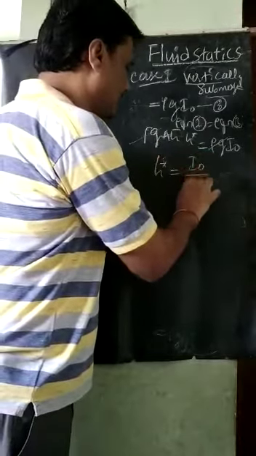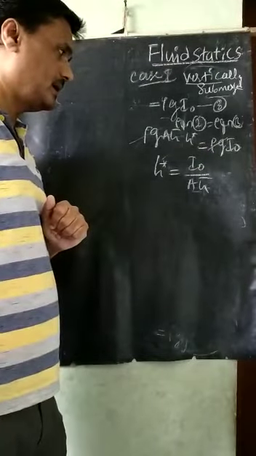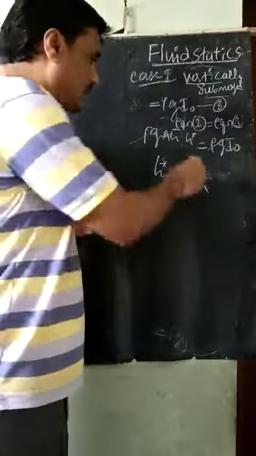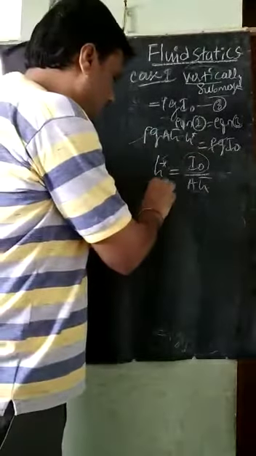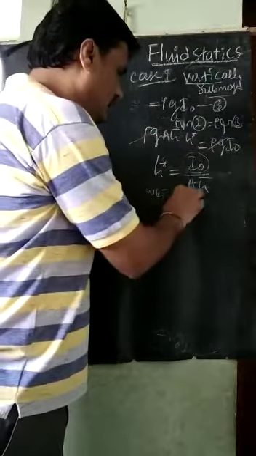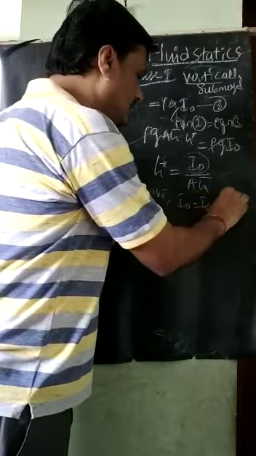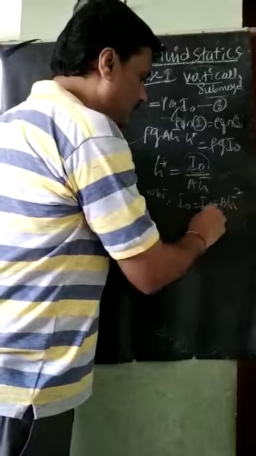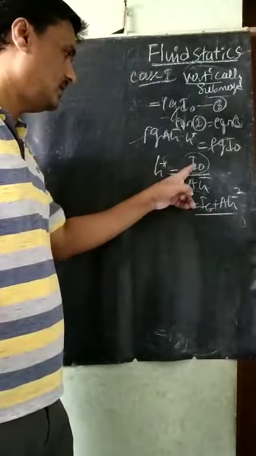H bar here. So this is the equation we are getting. But we know that this I naught is the second moment of inertia. Fundamentally, we know that I naught is equal to Ig plus A H bar square. It is fundamental, already derived. So I will substitute this I naught here.